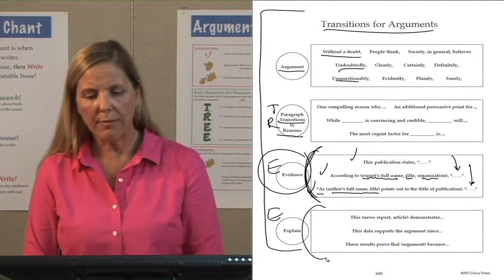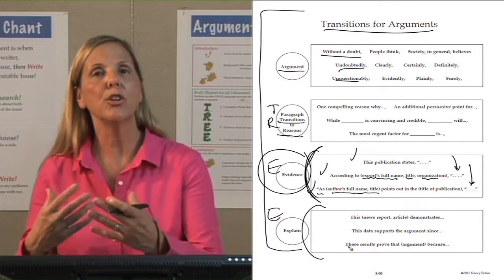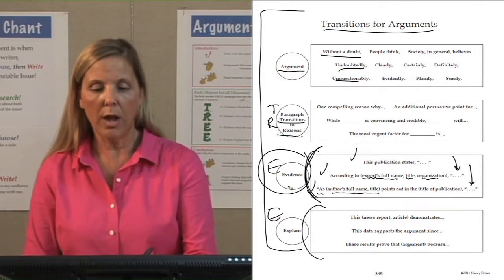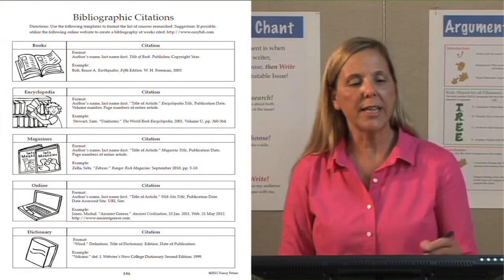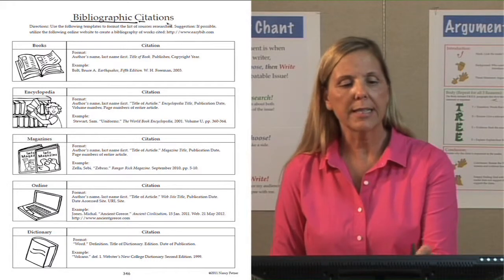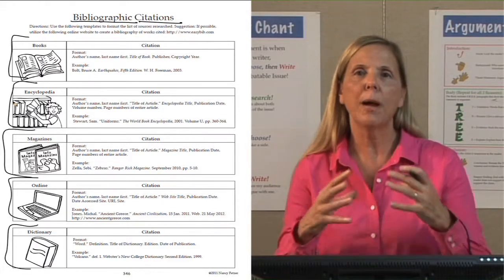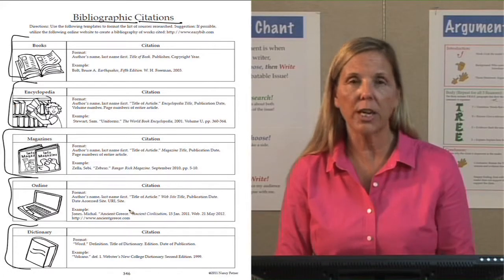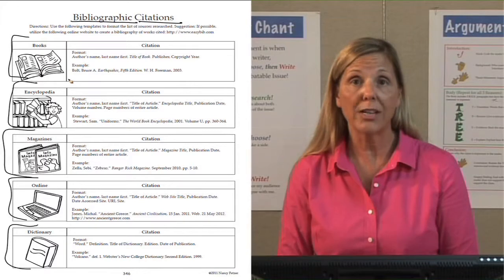And then below we have our explain words or phrases that you can use to begin your explanation of why your evidence supports your reason. Page 346 is our bibliographic citations. This is displayed so if students have to handwrite their citations, this gives them the format as well as an example of what that should look like.